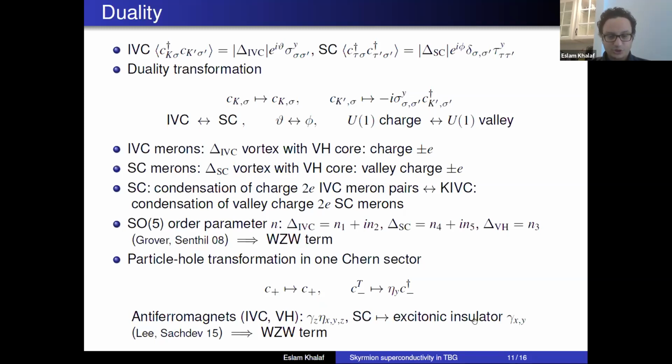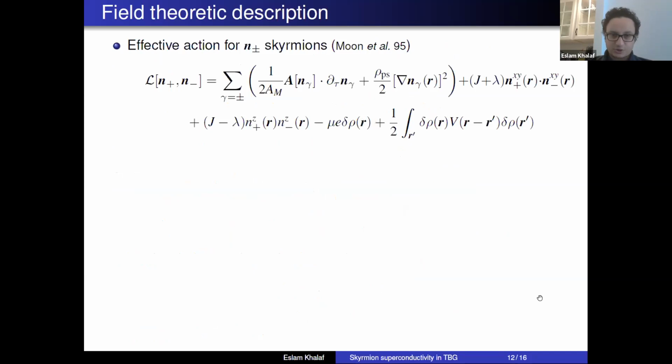And this problem has been considered in the context of normal bilayer graphene by Lee and Sachdev, and they also have derived a Wess-Zumino-Witten term for this theory. So let's now consider the details of this theory. Our starting point is the effective action for these n plus and n minus skyrmions. This type of action is known from quantum Hall ferromagnetism. A very similar derivation can hold also for the case we have here, with the main difference being these extra anisotropy terms. So let me first just review this action.